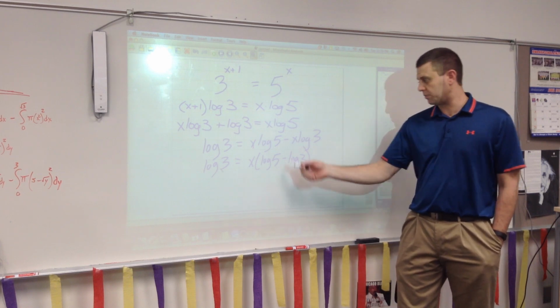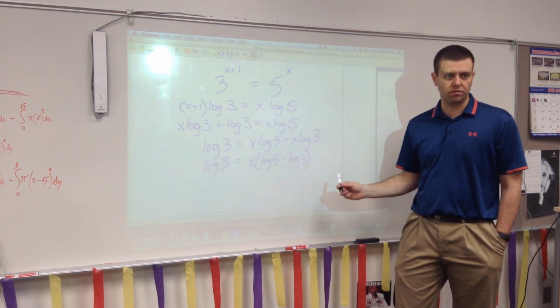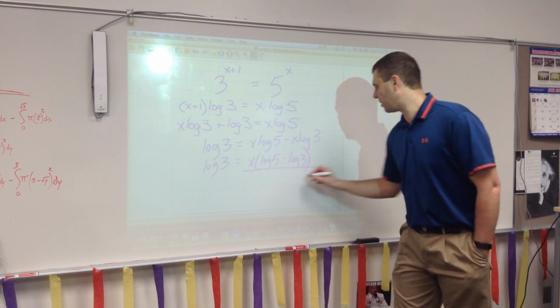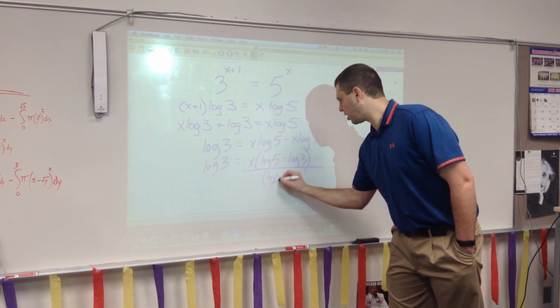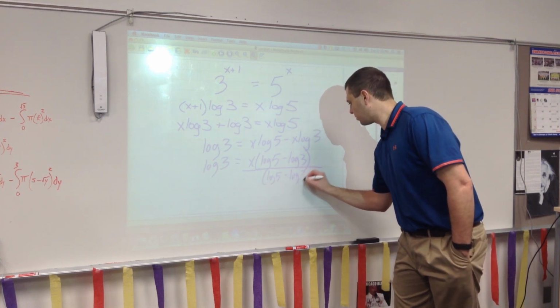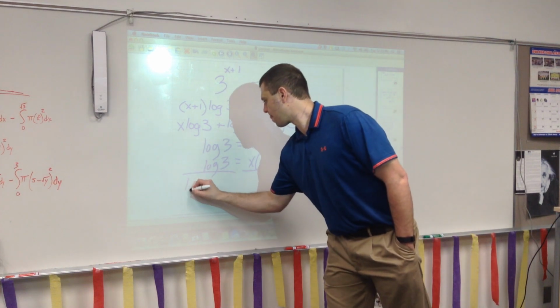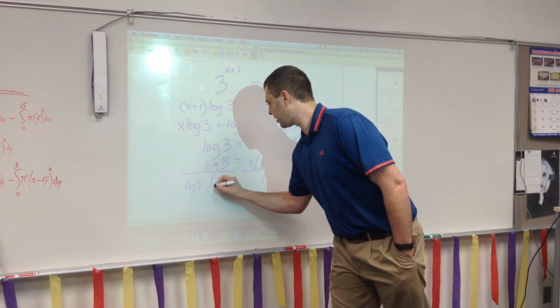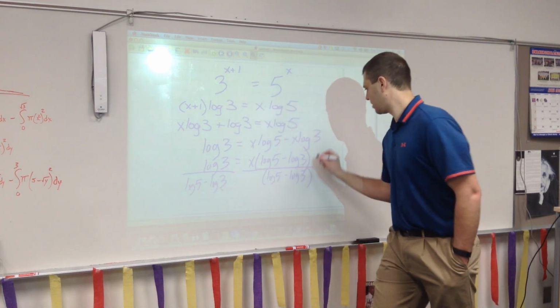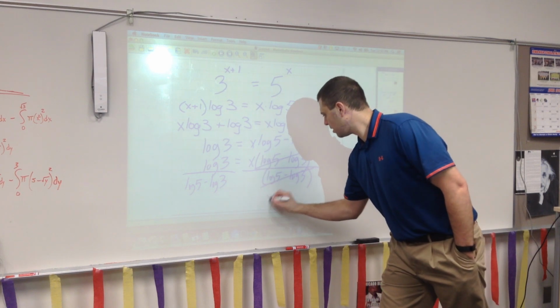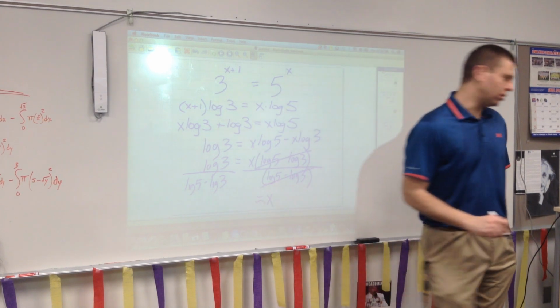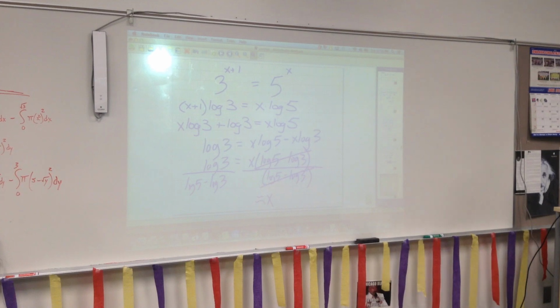Now I divide both sides by this quantity to get x by itself. So I'm going to divide by the quantity log 5 minus log 3. Let's see how good you are with your parentheses.